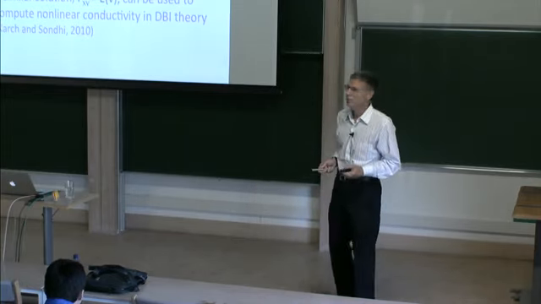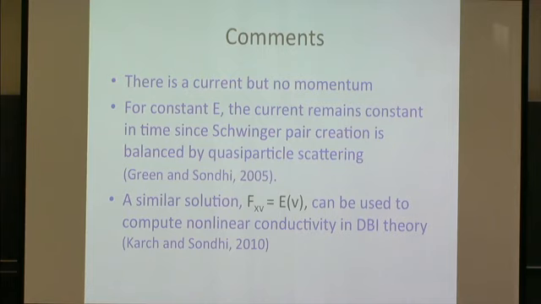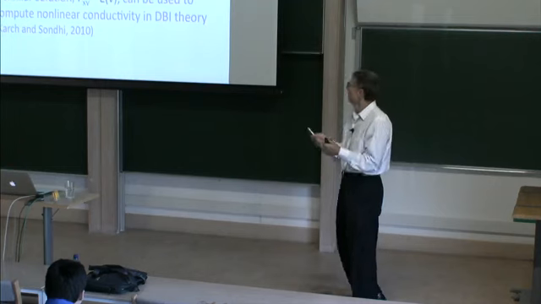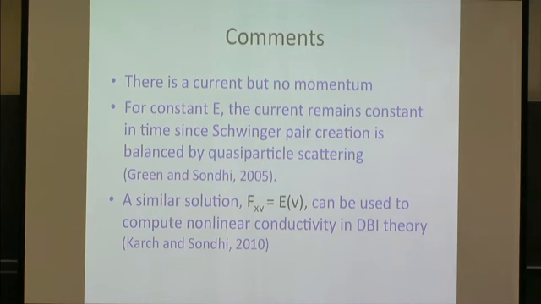So that puzzled us a little bit until we found this paper by Green and Sonhee, 2005, which explained that for a constant electric field, you can have a constant current because Schwinger pair creation of particles is balanced by quasi-particle scattering, which sort of takes charges out of the current. And so you get stationary solutions that way.